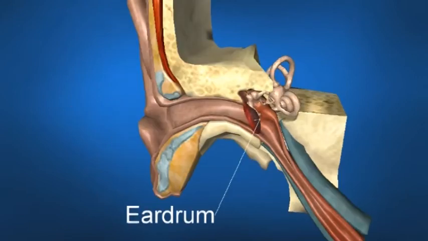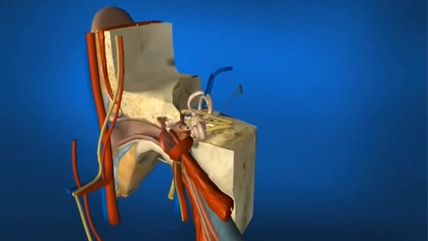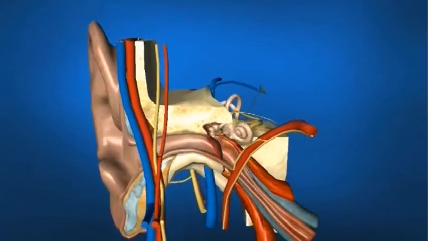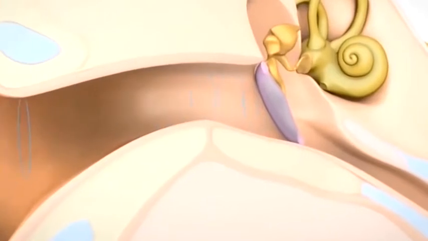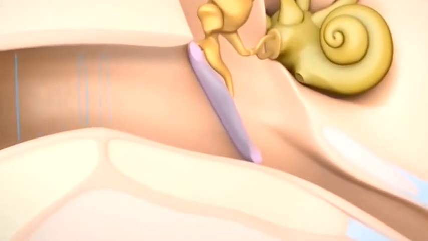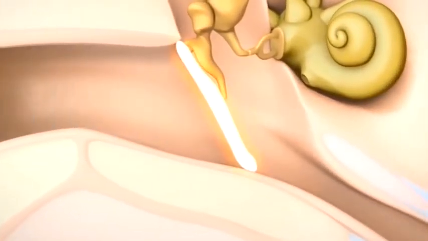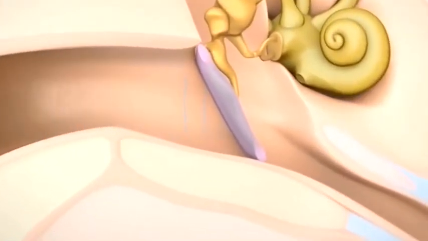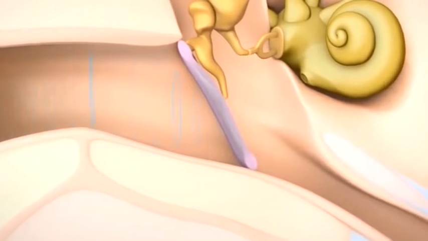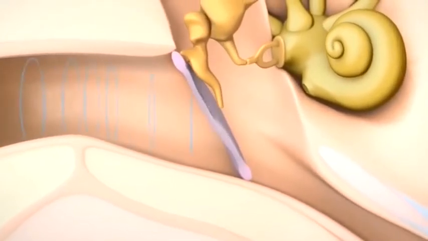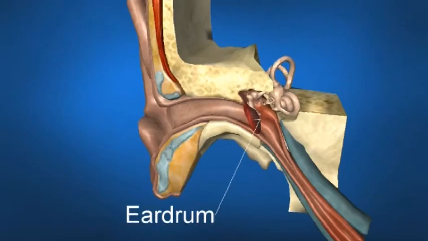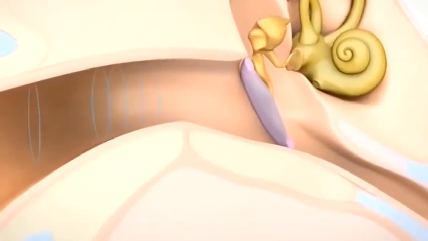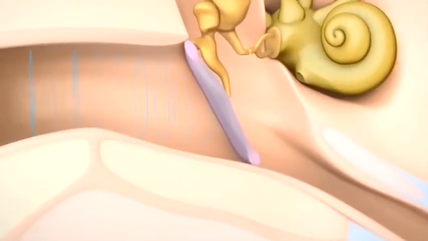The eardrum. This is very sensitive to sound waves and vibrates back and forth as the sound waves strike it. The eardrum transmits the airborne vibrations from the outer to the middle ear. It also protects the delicate structures of the middle ear cavity and the inner ear.